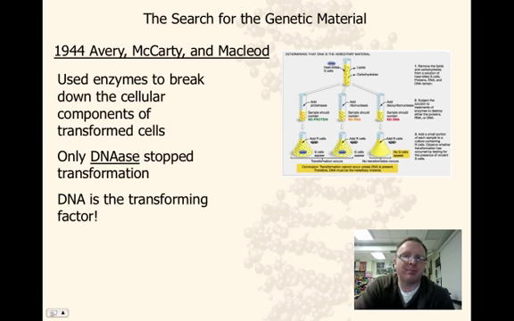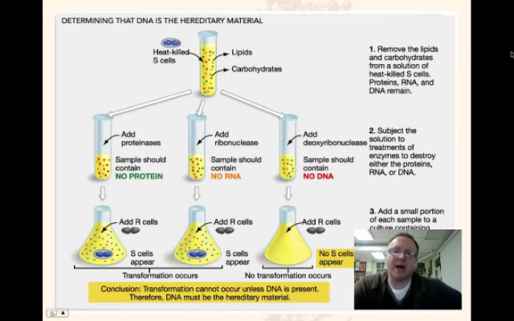This is an enzyme, as the name would imply, that breaks down DNA. Avery, McCarty, and McLeod found that this enzyme would stop transformation from occurring, and therefore they determined that DNA was the transforming factor. So they're one step closer to figuring out that DNA is in fact the genetic material. And if we look at this picture in a little bit more detail, you'll be able to see what happened.